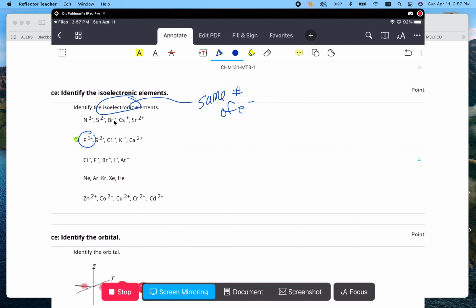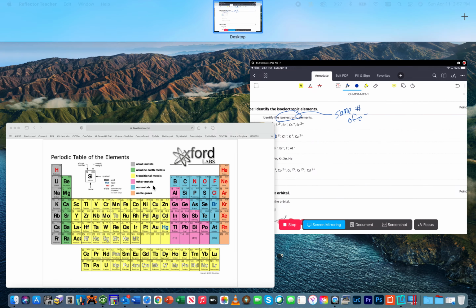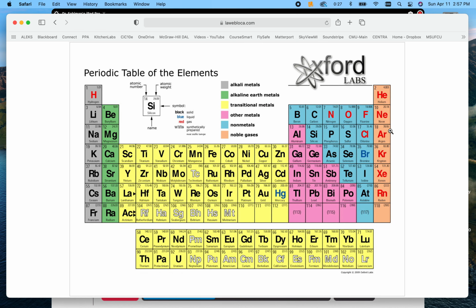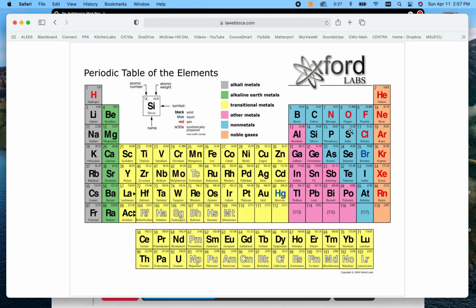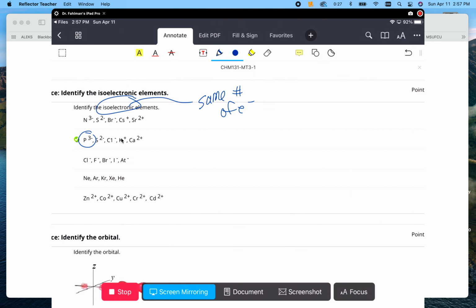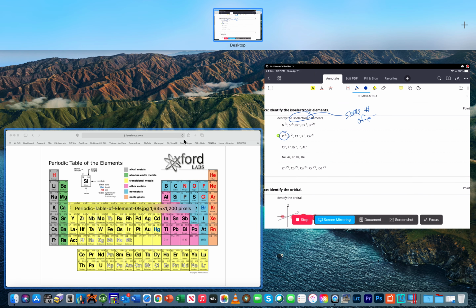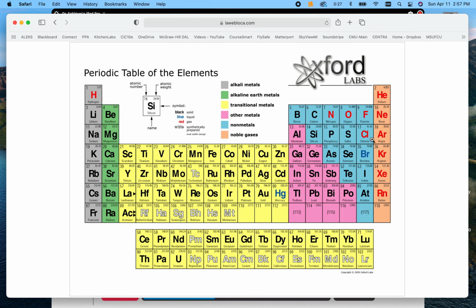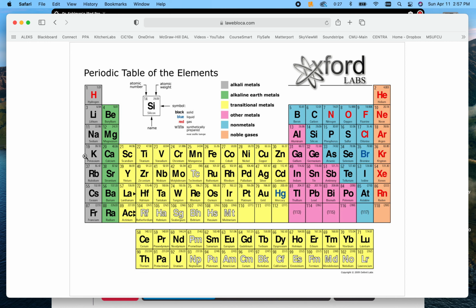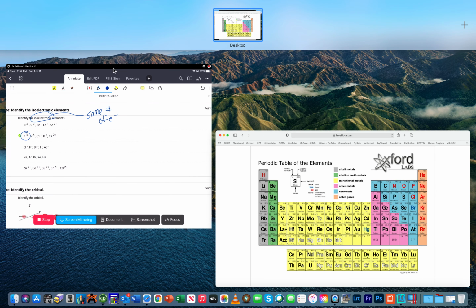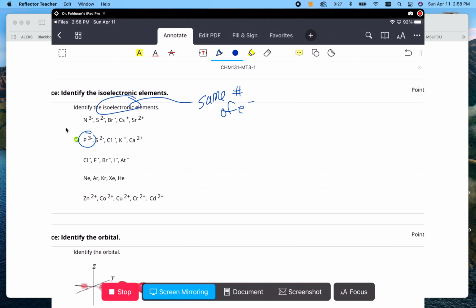Okay, so here we go. So isoelectronic, same number of electrons. So P3 minus, 1, 2, 3, is the same as argon. Other options you have are S2 minus, that's also argon, Cl minus and K plus. K plus is argon. Cl minus is argon. And calcium 2 plus. If you lose 2 electrons from calcium, you're also at 18, which is argon. Okay, so all those are isoelectronic.